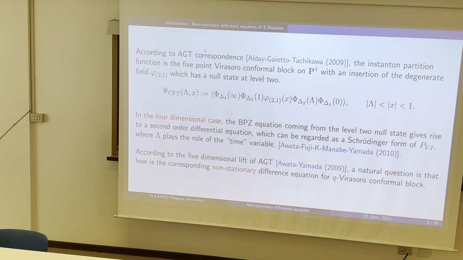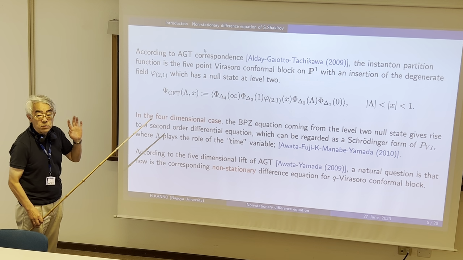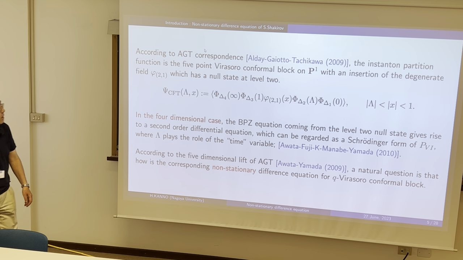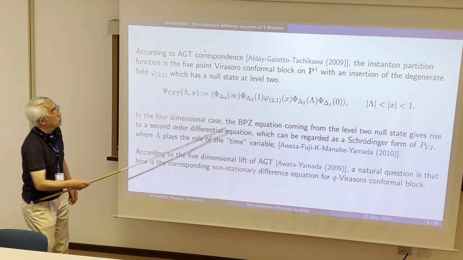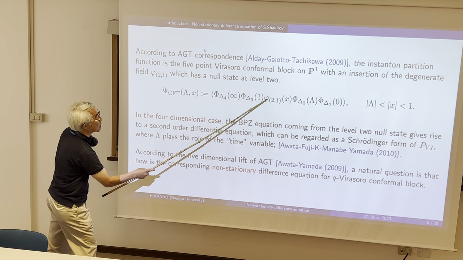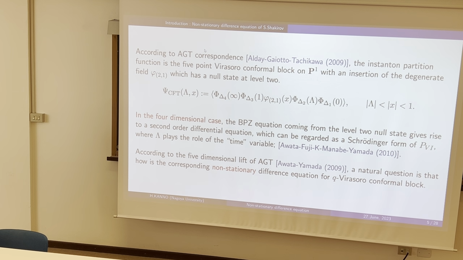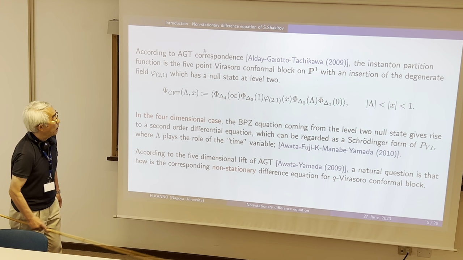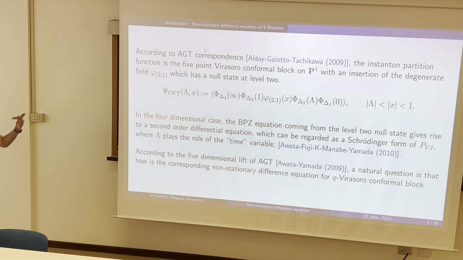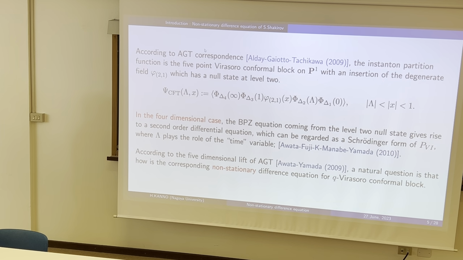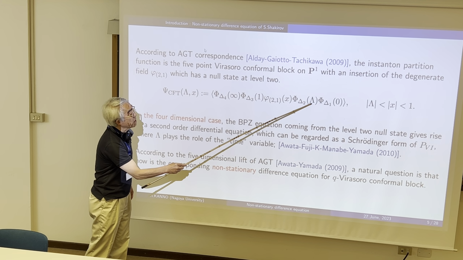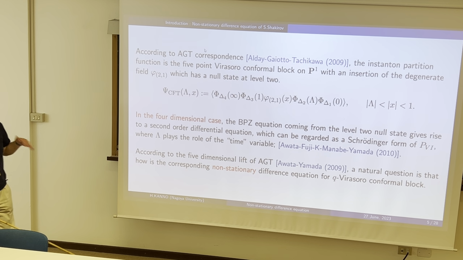And then, according to the AGT correspondence, the instanton partition function, since we are considering the A2 quiver gauge theory, is a 5-point Virasoro conformal block on P^1 with an insertion of the degenerate field phi_{2,1}. If we don't have the surface defect, this disappears. This is the standard 4-point conformal block corresponding to the theory with four matter hypermultiplets. And this insertion of the degenerate field corresponds to the insertion of the surface defect on the conformal field theory side. So please remember this x is the coordinate associated with the surface defect. And this lambda, that is the instanton expansion parameter on the gauge theory side, is some kind of cross ratio of 4 points on P^1 on the CFT side.